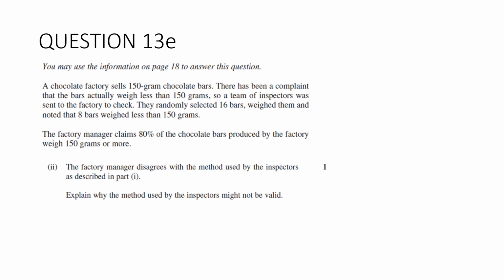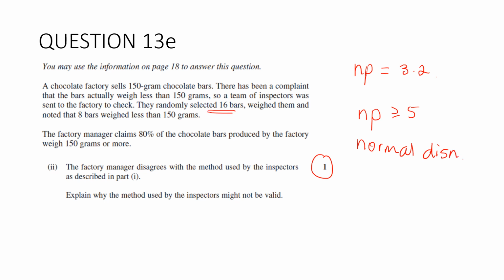Part 2, the factory manager disagrees with the method used by the inspectors. Explain why the method used might not be valid. Now we've got 1 mark here, so we don't have to say a lot. It's obviously to do with the sample size. So if you just say that, you're going to get the mark. But we already worked out what np was. It was 3.2. And do you remember learning that we really need np to be greater than or equal to 5 for us to be able to use a normal distribution? So that's a better answer, but if you just say it's to do with the sample size being too small, you're going to get it correct.